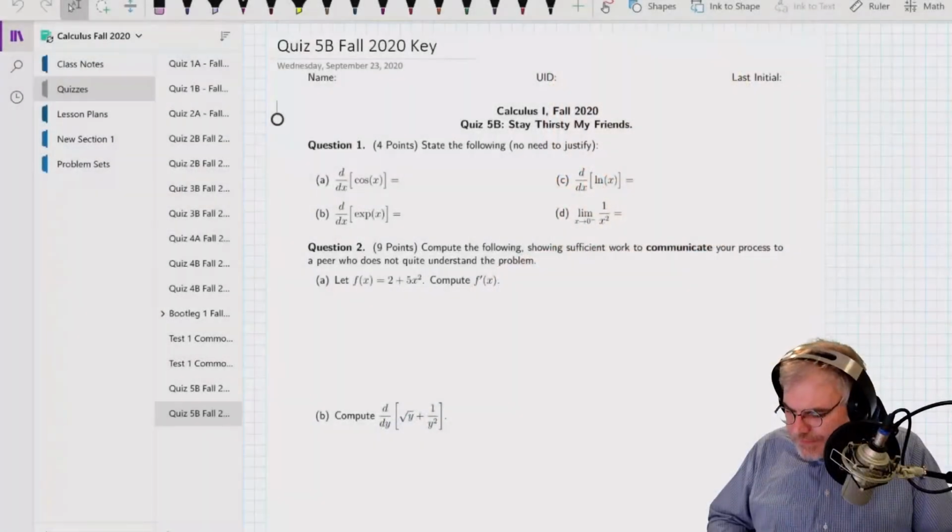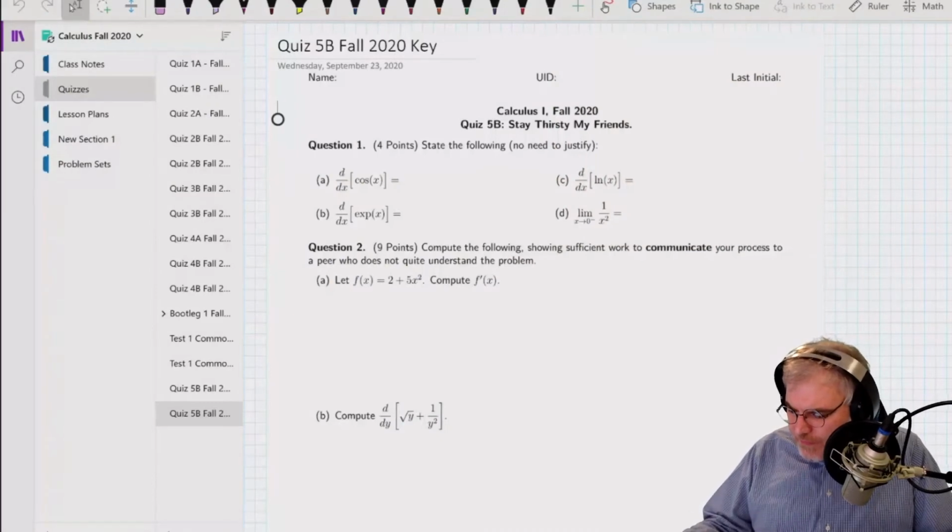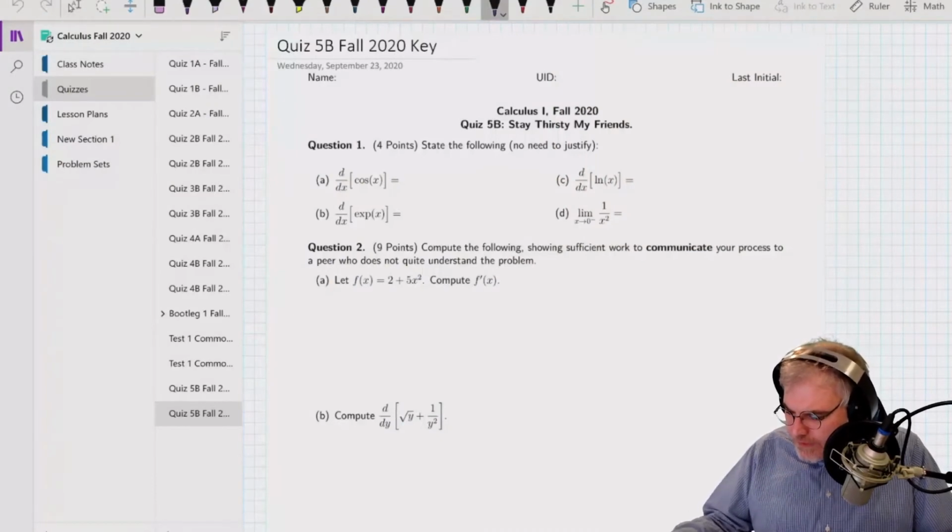Okay, so let's... So these are just the quick problems, right? So, derivative of cosine, negative sine of x. The derivative of this is exp of x. And the derivative of this is 1 over x. Now, this one right here is a limit problem. Please read your problem.